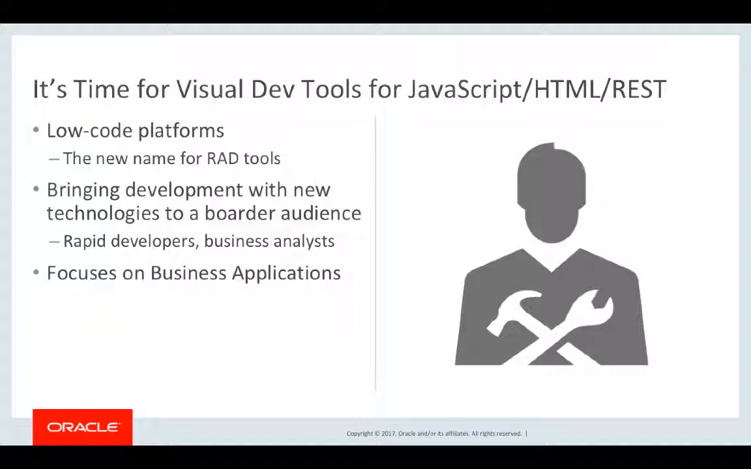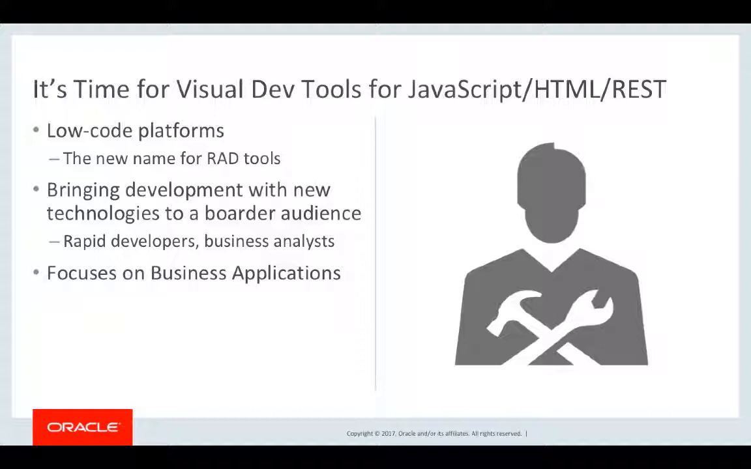And Oracle is actually building such a tool. It's part of what is referred to in the market today as the low-code development platform ecosystem. A low-code development platform is kind of the new name for what was known in the 90s as RAD, Rapid Application Development tools. They are focused on creating a much more visual and declarative approach to developing applications, bringing development with those new technologies to a much broader audience, so you don't have to be an expert JavaScript coder in order to create an application. You can become a productive developer even if you're what we refer to as a rapid developer, and sometimes even if you're a business analyst.